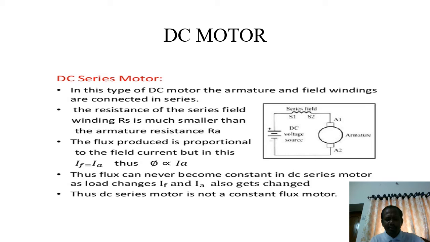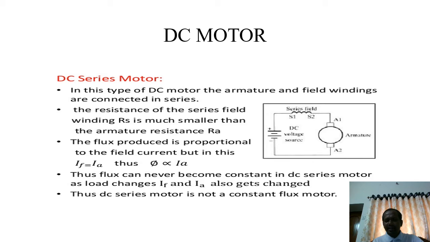In this type of DC motor, the armature and field windings are connected in series. The resistance of the series field winding RS is much smaller than the armature resistance RA. The flux produced is proportional to the field current.